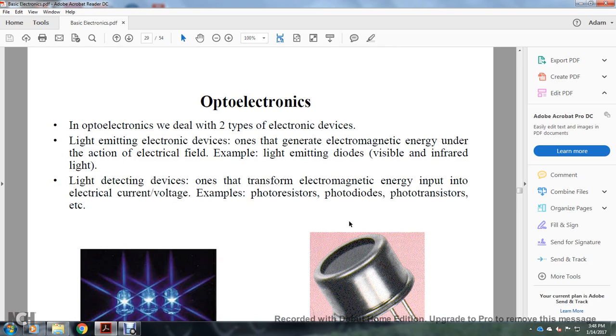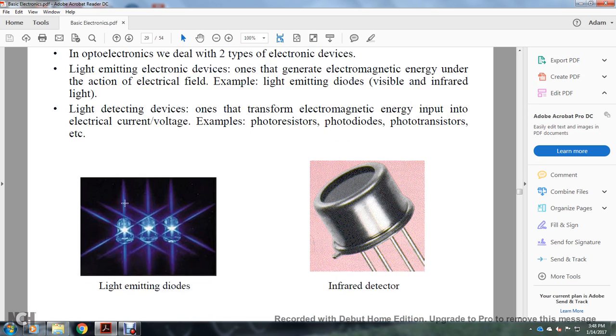Alright, optoelectronics. In optoelectronics, we deal with two types of electronic device. A light-emitting device is one that generates electromagnetic energy under the action of an electric field, for example light-emitting diodes, visible or infrared lights. A light-detecting device is one that transforms light energy into electrical current or voltage, for example photoresistors, photodiodes, phototransistors, etc.